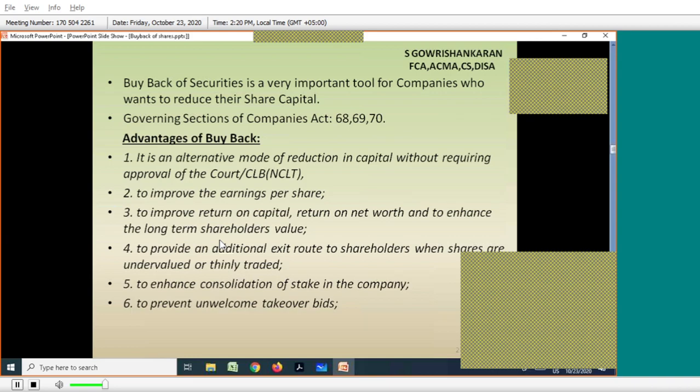Because Flipkart shares are available with shareholders, what will Walmart do? Walmart will go to the Flipkart shareholders and say, you sell your Flipkart shares to me. Then I will become the major shareholder in Flipkart, and then I will control Flipkart. How can this be avoided by Flipkart?